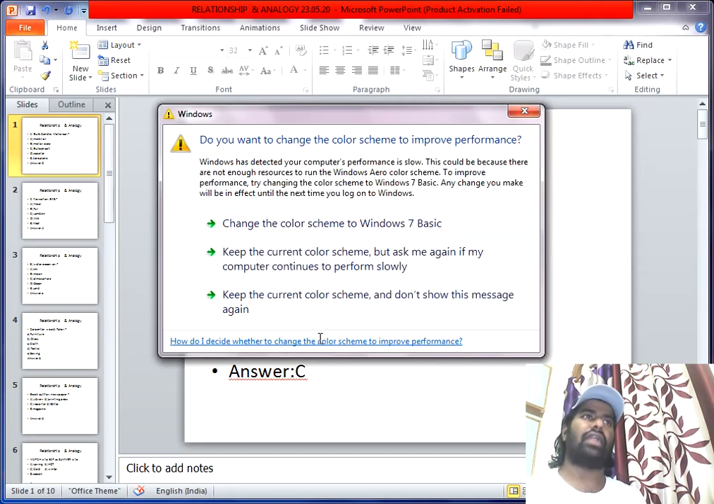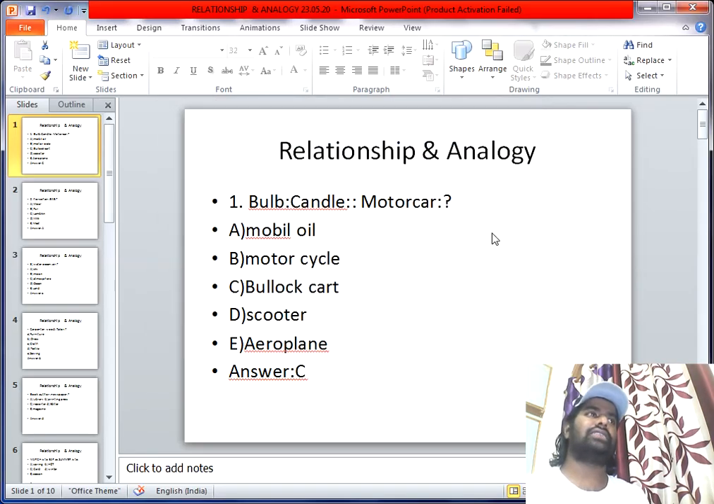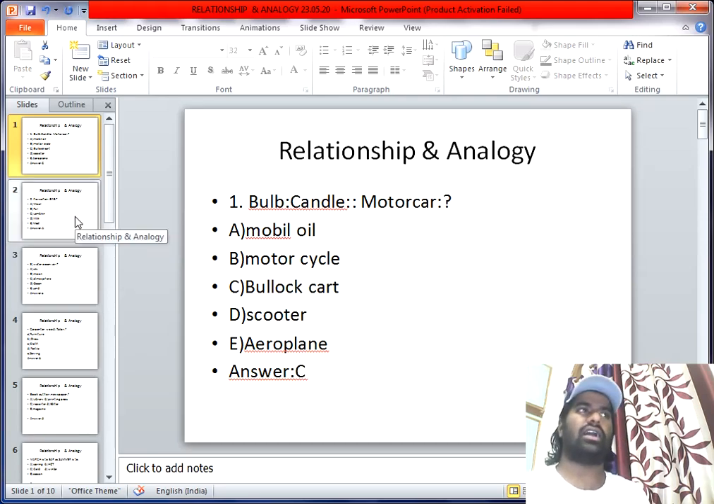Is it automobile? No. Motorcycle? No. Bullock cart, scooter, aeroplane. Apart from bullock cart, all these are modern inventions, right? So bullock cart is the one which goes in the same plane as the candle. Bulb, candle; the same way, motor car and bullock cart. That's how it validates.